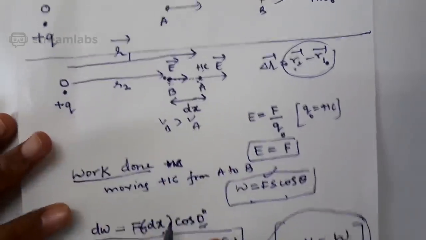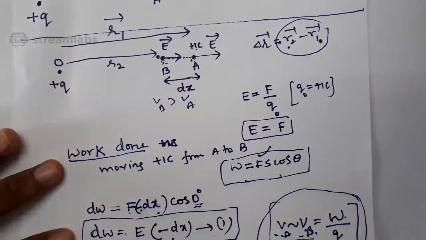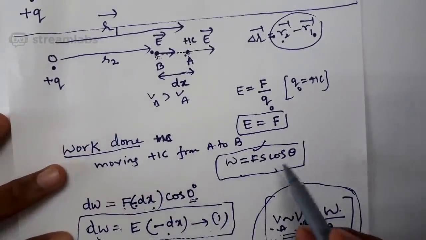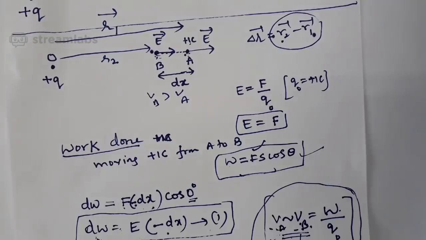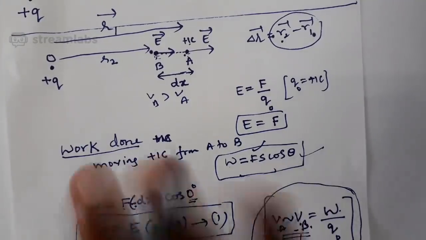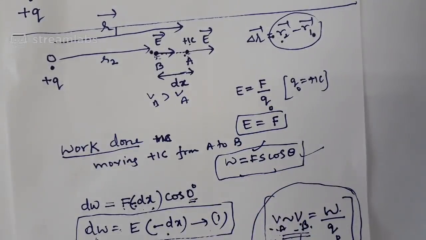Then you are asked to move a plus 1 coulomb charge from A to B against the electric field. When you are asked to do that, there is some work done, and the work done is calculated by the formula W is equal to F s cos theta. Keep in mind that this formula has a limitation. It is applicable only when the force is constant. Here obviously the force is constant, because you are moving a plus 1 coulomb charge from A to B; the charge may be at A, at B, or anywhere between A and B, and it will experience the same amount of electrostatic force.